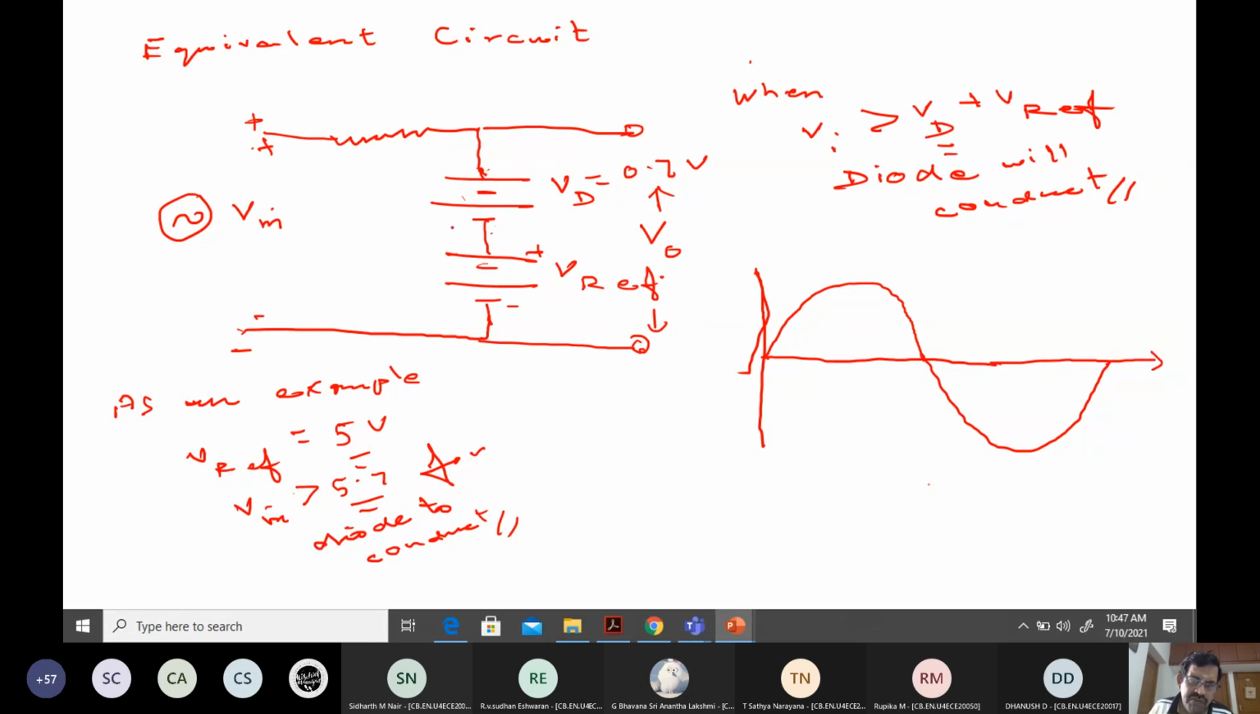During the negative half, we'll first concentrate on the positive half, then we'll come to the negative half. So if you look here, this is my positive half, this is my negative half. When the input exceeds 5.7 volts, the diode will start to conduct, and the output will follow the input, but for all voltages above that it will be shorted. So for all input voltages above 5.7, I will only see my voltage like this.